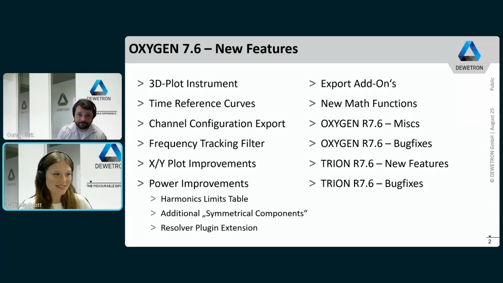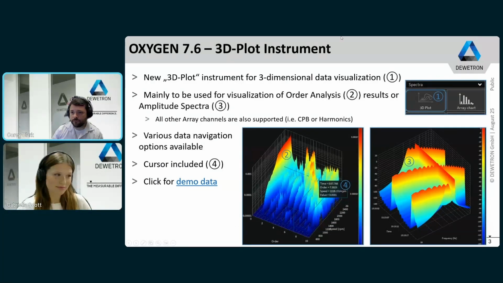So to start, could you tell us more about the 3D plot instrument feature? Sure thing. The new 3D plot instrument is just a new way to visualize your data in 3 dimensions. With this plot, you can rotate the plot, you can zoom in, and you can put a cursor down to get different information out of the plot itself.